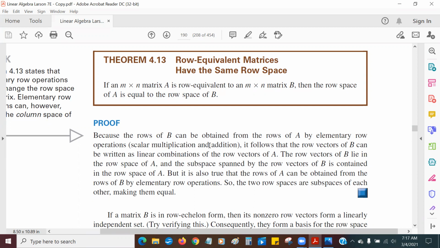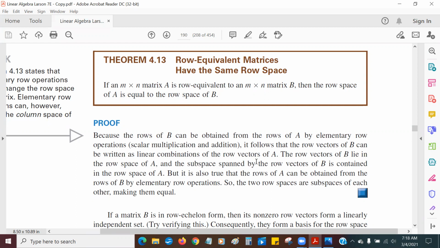Well, guess what? Scalar multiplication and addition, that's linear combinations. That's what linear combinations are. So basically, the row vectors of B can be written as linear combinations of the row vectors of A. That's what this is saying, which means that the row vectors of B lie in the row space of A. I'm not saying that the row vectors of B are exactly the same as A, but since every row of B came from linear combinations of A, B is at least included in the span of A, which means it's included in the row space of A.